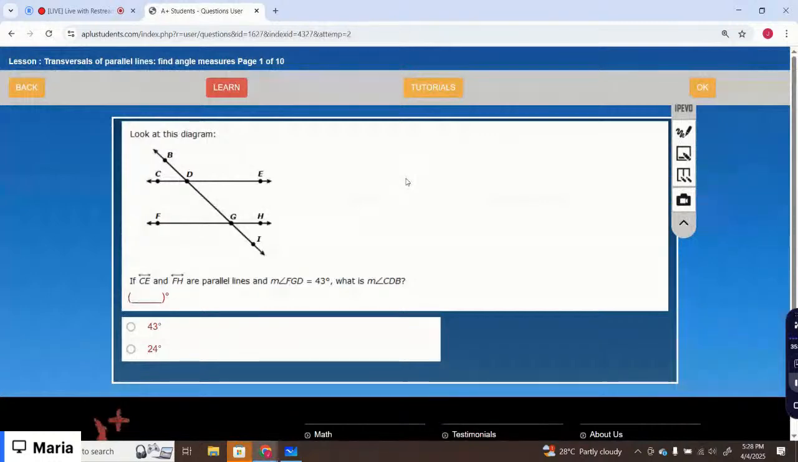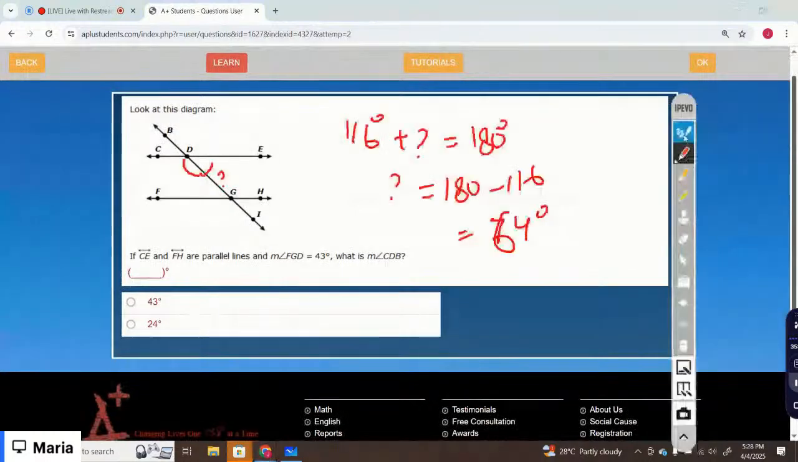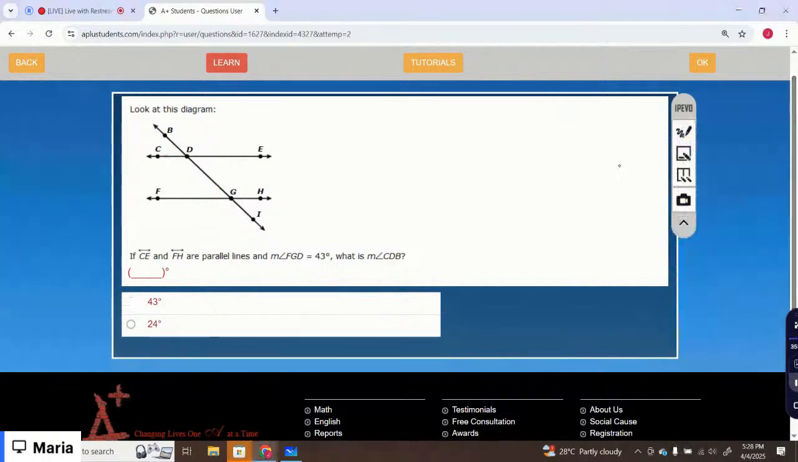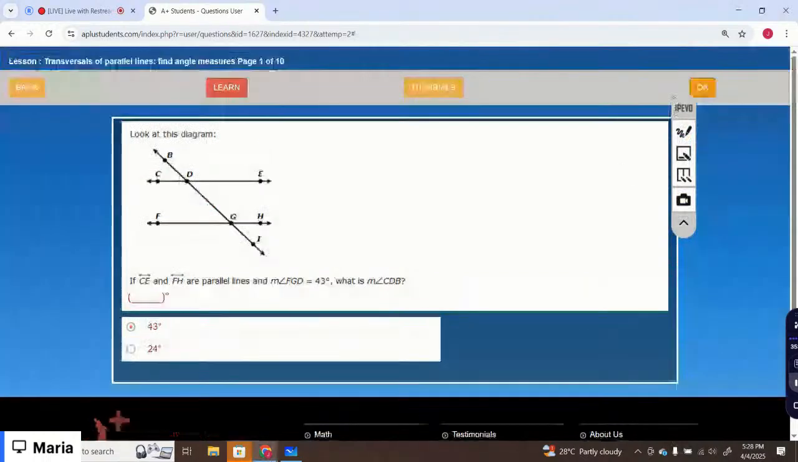Look at the diagram. If CE and FH are the parallel lines and the measurement of FGT is 43 degrees, what is CDB? So CDB and FGT are the corresponding angles. So they must have the same measurement. So that is also 43 degrees. Option number one is the correct option.